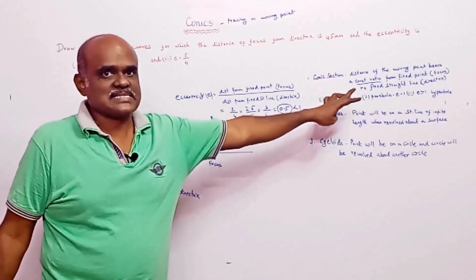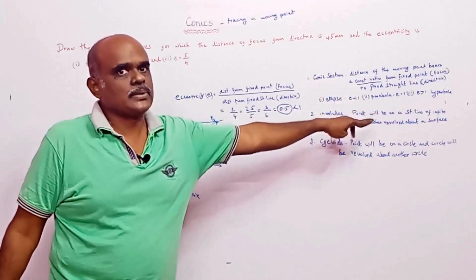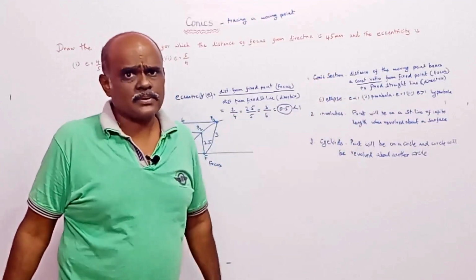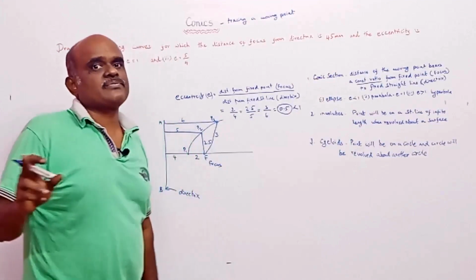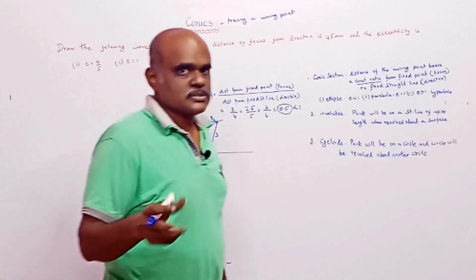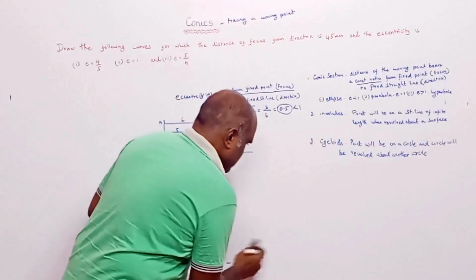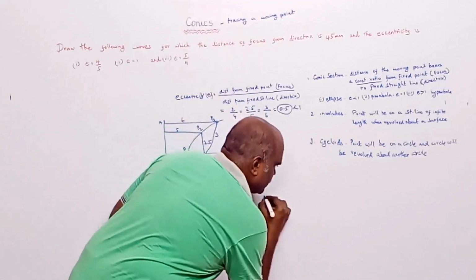For parabola, the eccentricity ratio will be equal to 1, and for hyperbola, the eccentricity ratio is greater than 1. So the second type of conics is nothing but involutes.